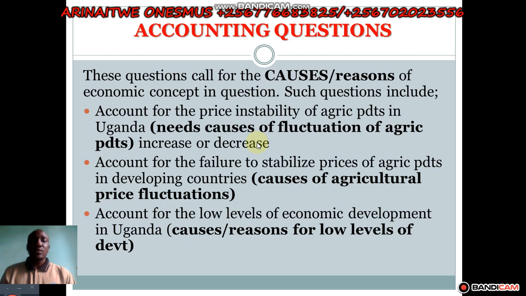When it comes to accounting questions, these questions call for the causes or reasons of the economic concept in question. For example, account for the price instability of agricultural products in Uganda. It needs the causes of fluctuation of prices of agricultural products.